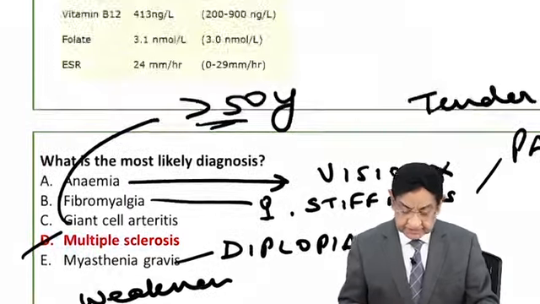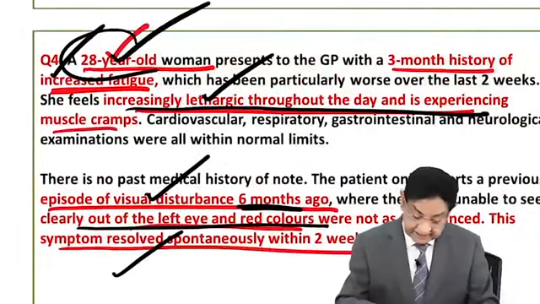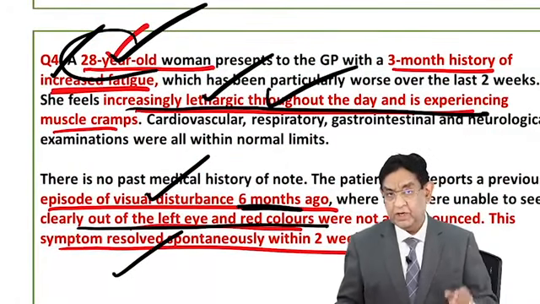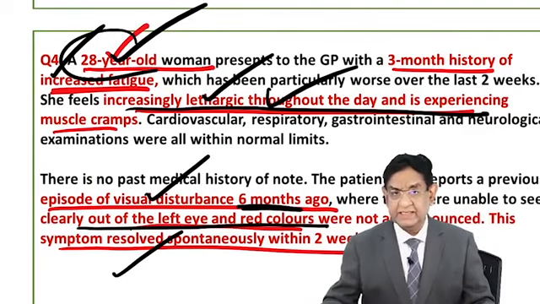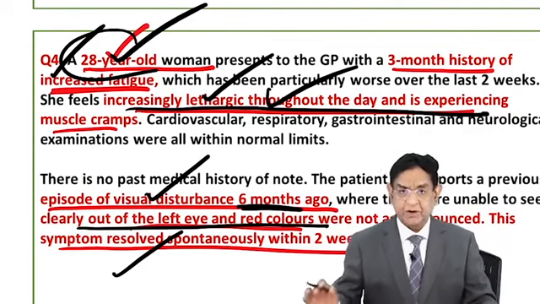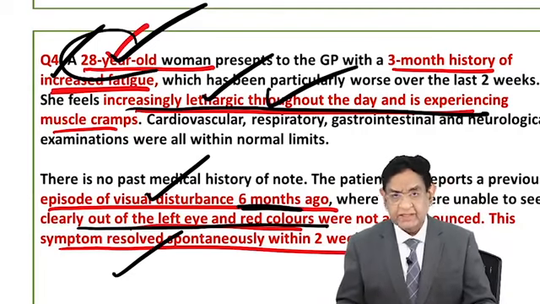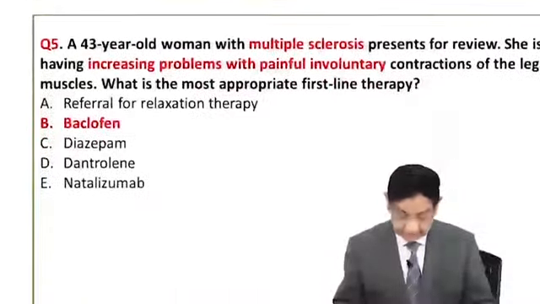Multiple sclerosis is a feature, supported by the fact that she is a lady, with increasing fatigue, and she had a vision problem. Although there is no past history, and no recent definite CNS problem, still it goes in favor of it. We ruled out the others, so we are going more in favor of multiple sclerosis. Okay.